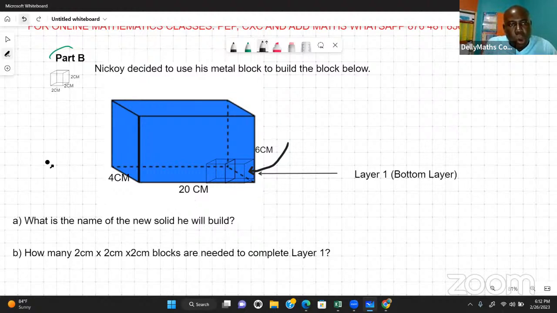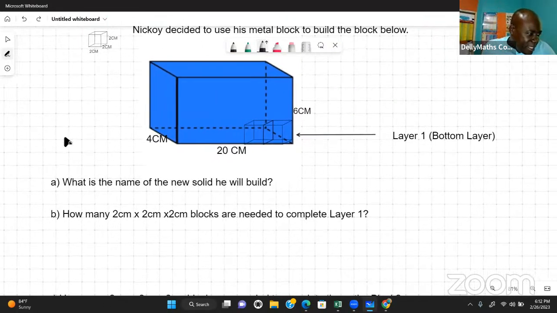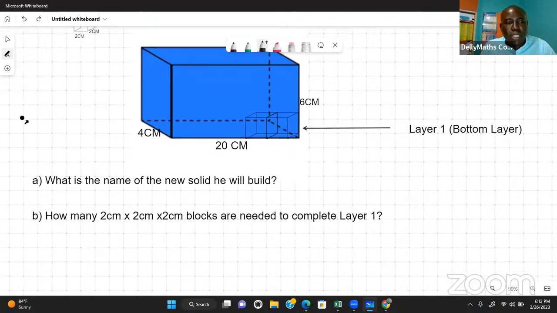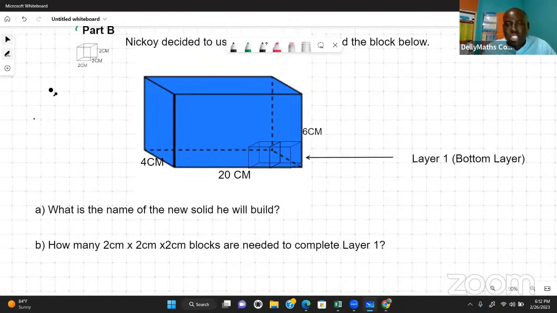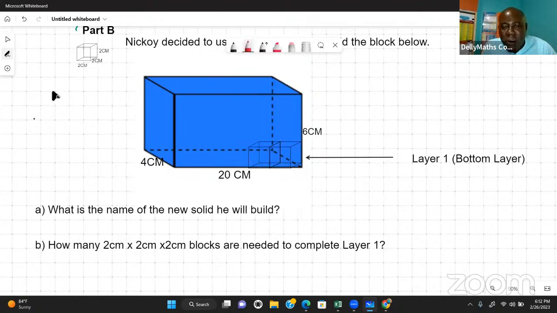So we want to know now, what is the name of the new solid he will build? The new solid is in blue. You're looking at it. Yes, I'm seeing some good answers coming out. Very good. We can't say cube anymore because we're seeing a difference in the dimension. The moment one dimension changes, and it looks like a cube, no, it's now a cuboid, right? It's a cuboid.